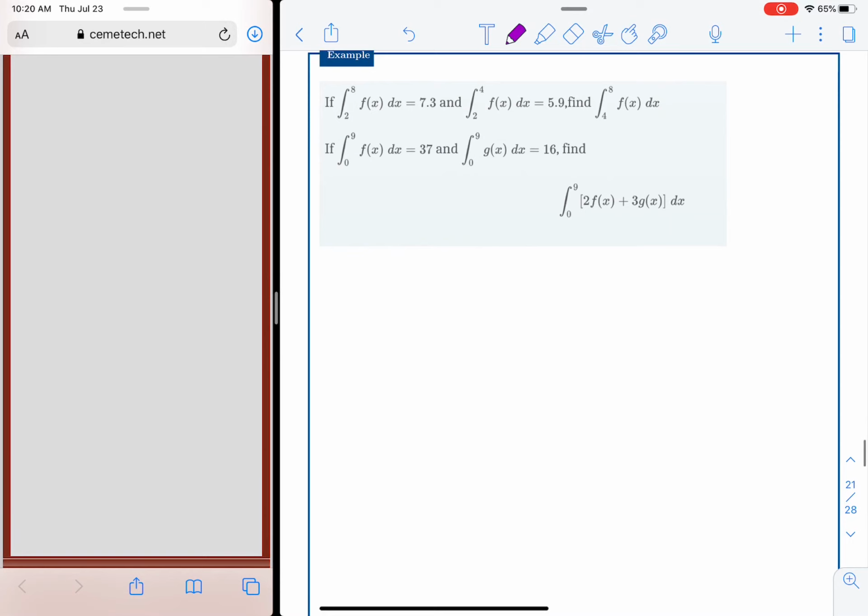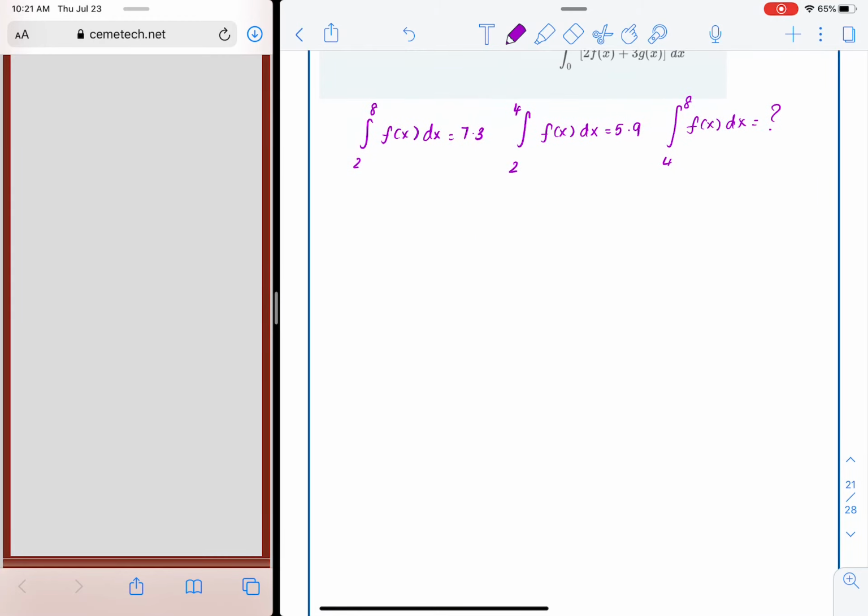Here's an example that uses properties of integrals. So the first one, we have the integral from 2 to 8 of f of x dx, and that is given to be 7.3. The integral from 2 to 4 of f of x dx is 5.9, and the integral from 4 to 8 of f of x dx is what we need to find. So the largest interval here is 2 to 8.